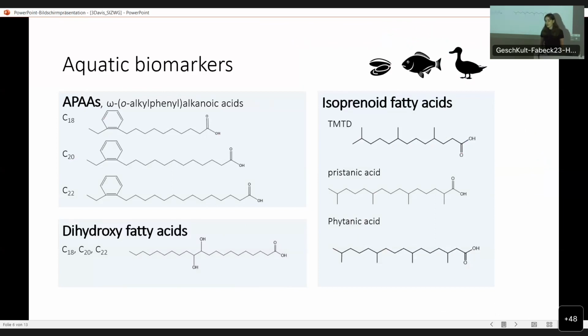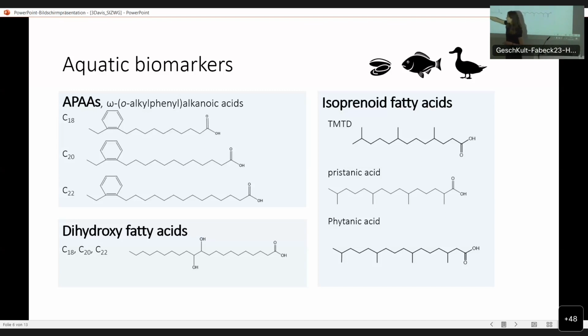Luckily, there are these other biomarkers that we can use for identifying aquatic resources. Fish and also other aquatic products are very high in unsaturated and polyunsaturated fatty acids. But these are quite unstable molecules. They've got a lot of double bonds. That means that they don't preserve very well because they're quite reactive. But if you heat them up, then you form alkyl-substituted alkanes (APAAs), and then dihydroxy fatty acids are also a degradation product of those.